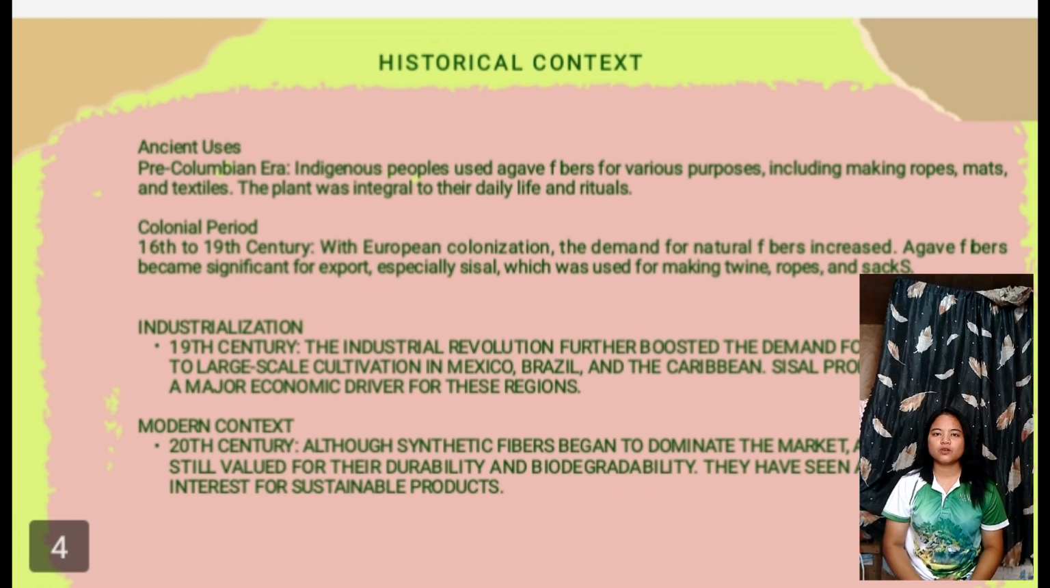Then the colonial period, from the 16th to the 19th century. With European colonization, the demand for agave fibers increased. At that time, agave fiber production was being exported.